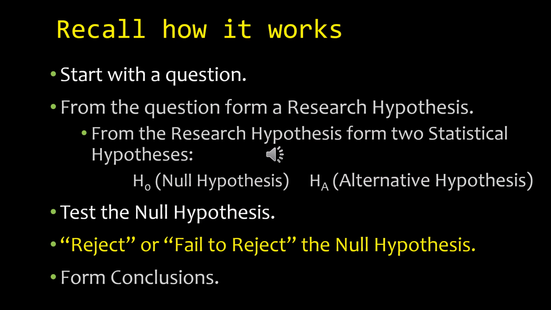So let's recall how it works. We started with a question. From that question, we formed a research hypothesis. From that research hypothesis, we formed two statistical hypotheses, the null and the alternative. We tested the null, we rejected the null, and our conclusion was that there's a significant difference.